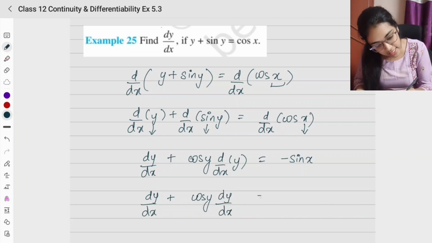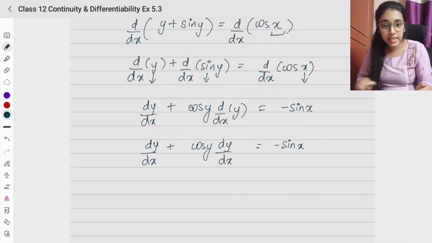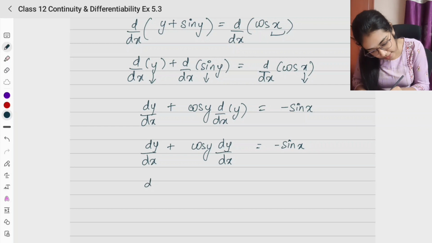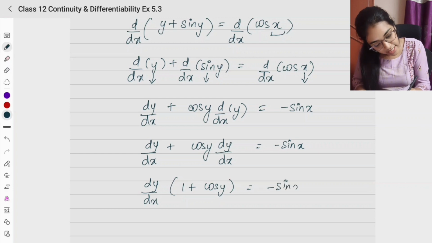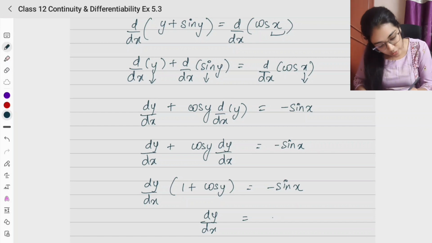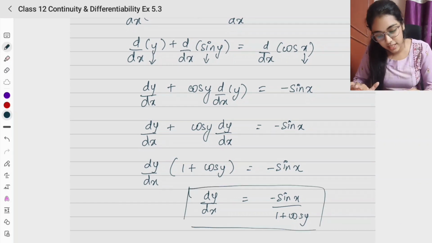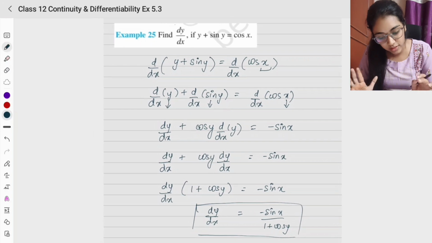So dy by dx is equal to minus sin x. So in my LHS I'm going to take my dy by dx to be common. So after taking common, what will happen? dy by dx times 1 plus cos y. So that is remaining, equals minus sin x. Leaving dy by dx on one side, I'm going to take the rest to the other side. So I have minus sin x divided by 1 plus cos y. So this is my final answer. They are asking for dy by dx. So this is my final answer. You cannot simplify further than this. Okay? Please copy.